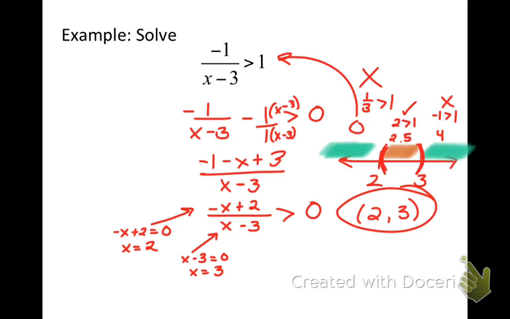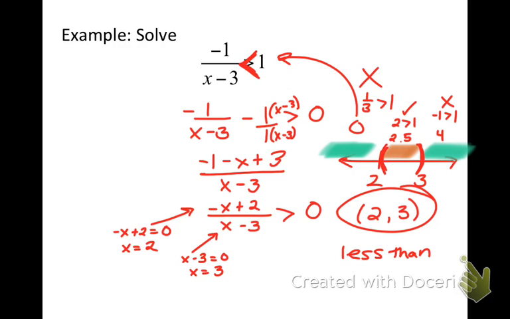If my original problem did have an equals to, then it would be bracket 2, 3 with a parenthesis. That 3 would still stay with a parenthesis. If my original problem was flipped and it was less than, so if it was less than, then what would my answer be?